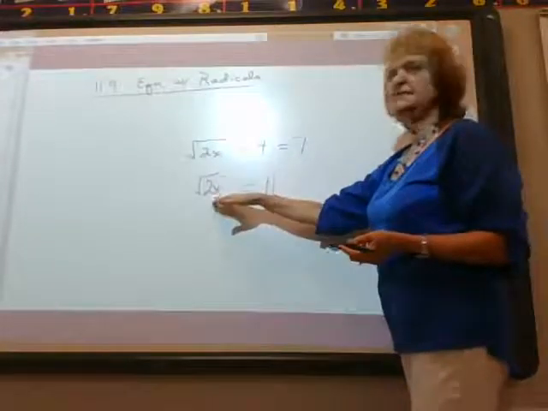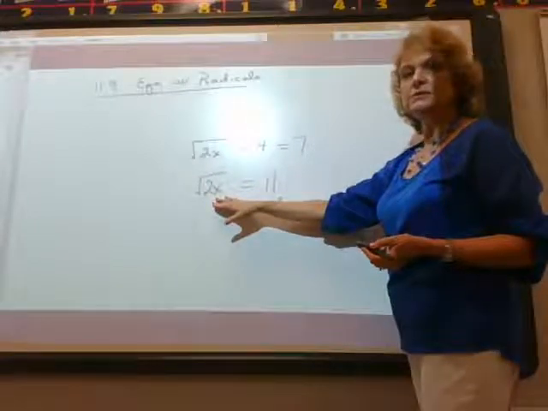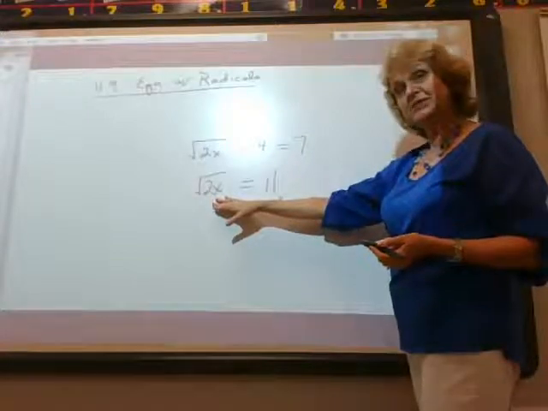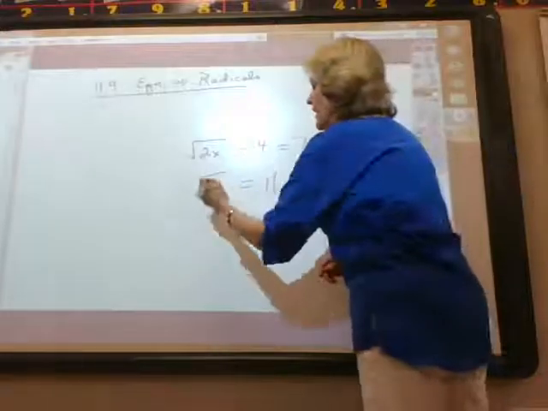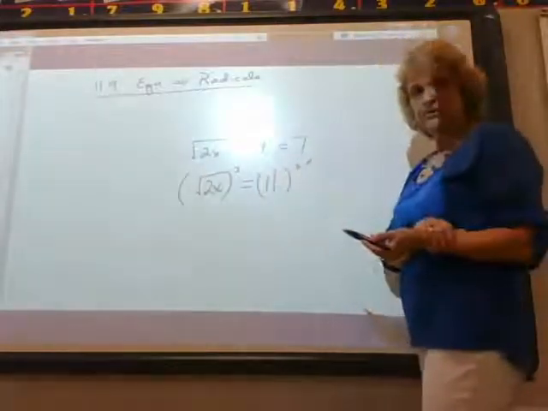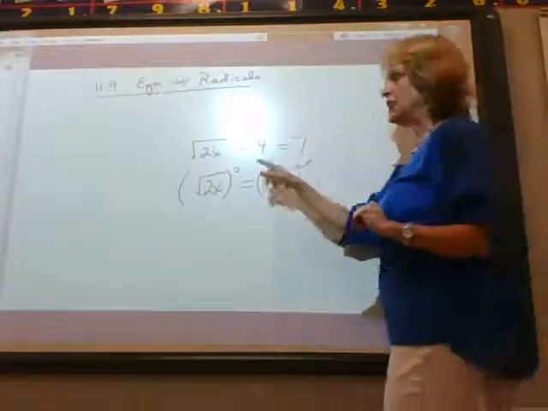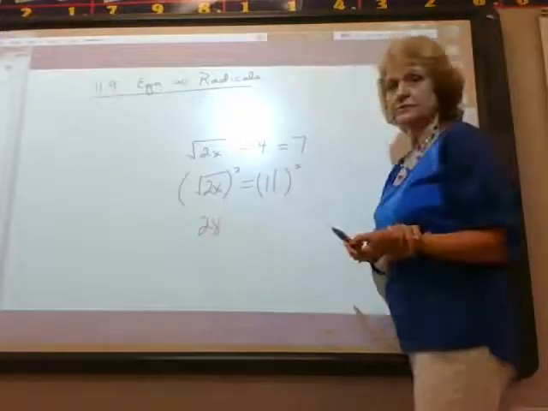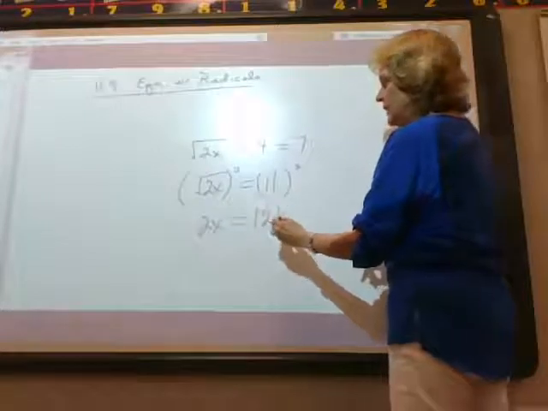Now, I want this out from underneath the radical, so what could I do to do that? Couldn't I square it? If I square it, doesn't the radicand come out? Sure. But if I square one side, I obviously have to square the other as well. Whatever you do to one side, you have to do to the other. All right, so when you square a radical, the radicand comes out. And when we square this side, we get 121, right?